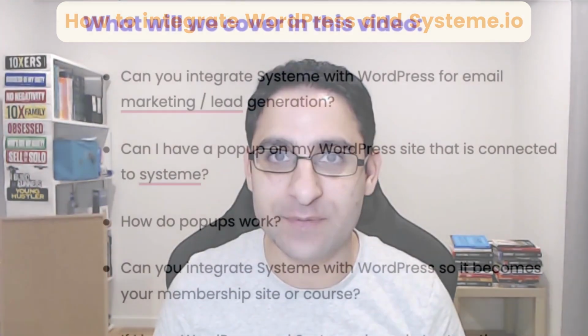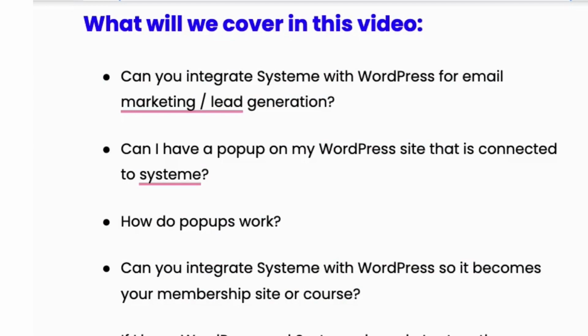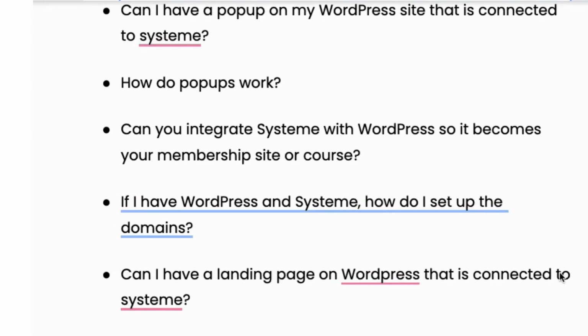Now, I'm going to take you through exactly what we're going to cover in this video so you know what to expect. Number one, can you integrate Systeme with WordPress for email marketing and lead generation? Can I have a pop-up on my WordPress site so it is connected to Systeme? How do pop-ups work? Can you integrate Systeme with WordPress so it becomes your membership site or course? If I have WordPress and Systeme, how do I set up the domains? Can I have a landing page on WordPress that is connected to Systeme?